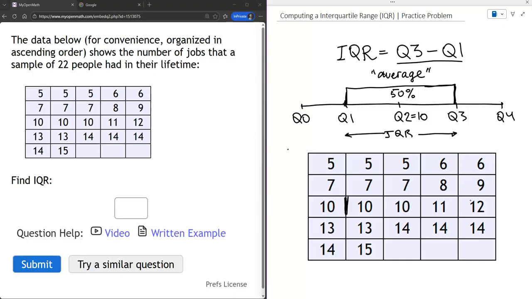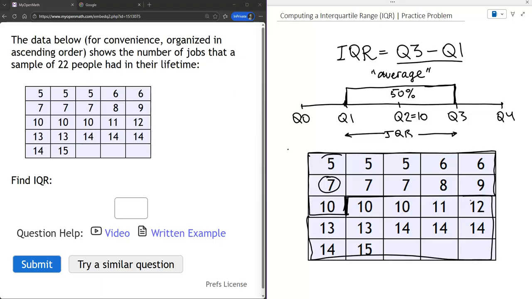Now that median divides the data set into 2 halves. So it's right here. This is our median. So we have 2 halves now. This is the lower half, right here, and this is the upper half. Everything above that value will be the upper half. So the median of the bottom half will be Q1. The bottom half has 11 elements, and therefore the sixth element will be the median of the bottom half, which is one of the definitions of Q1.